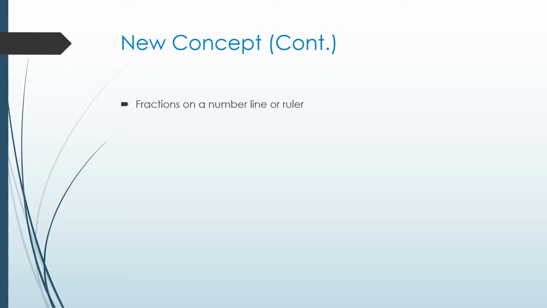Finally, we're going to look at fractions on a number line or a ruler. So when you're looking at a number line or a ruler, you first look at the whole numbers that the point is between. So say this is the part of the number line right here.